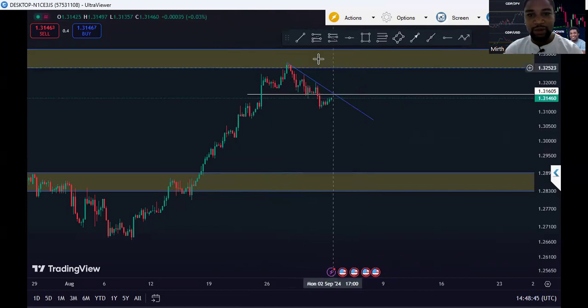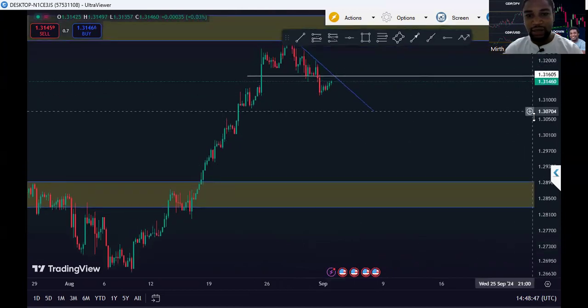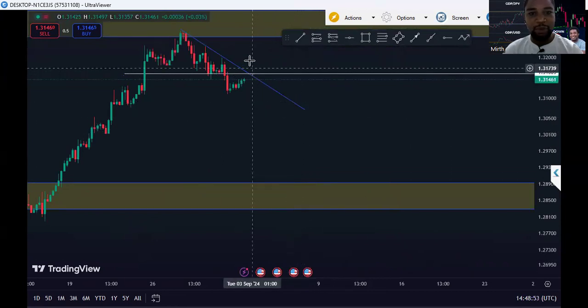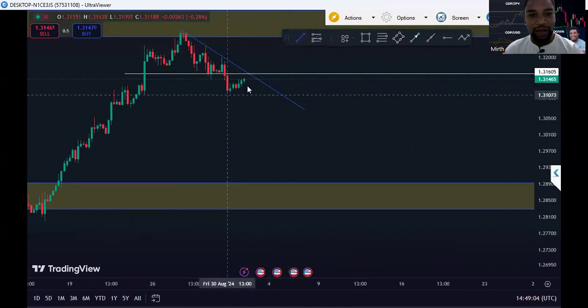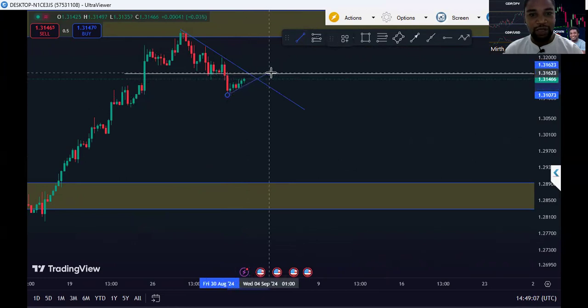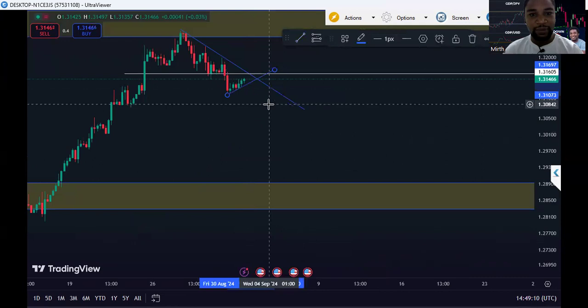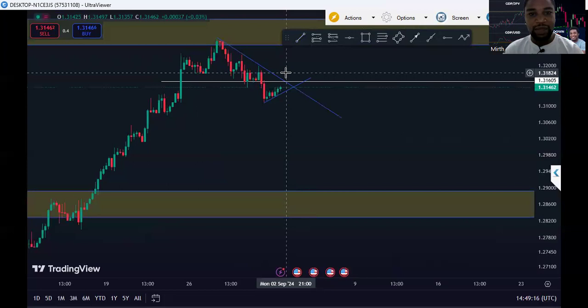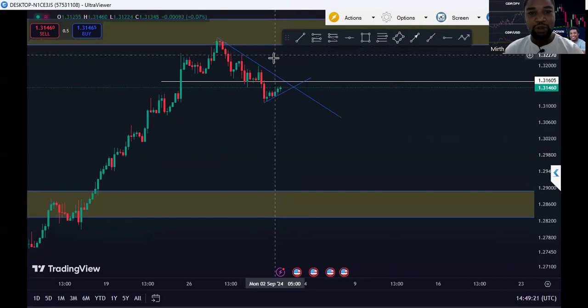So in this case, what I don't want to trade really is a break and a close above this area. So what I'm going to do, just to be safe, is put out my trend line like this. Once I see a close above this area like this, then I will be expecting this market to push up a little bit to this area.